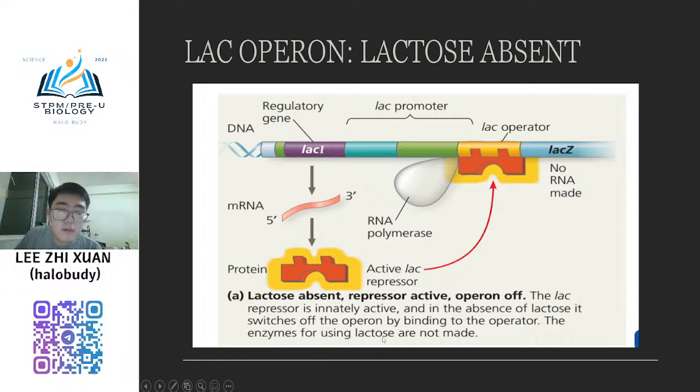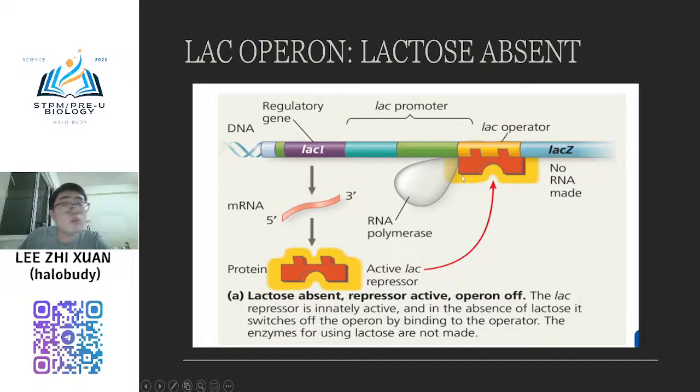The enzymes for using lactose are not made. So RNA polymerase cannot bind to the promoter region already. When RNA polymerase cannot bind to the promoter, no transcription process occurs, because RNA polymerase cannot bind. So no transcription follows, and no mRNA is produced.